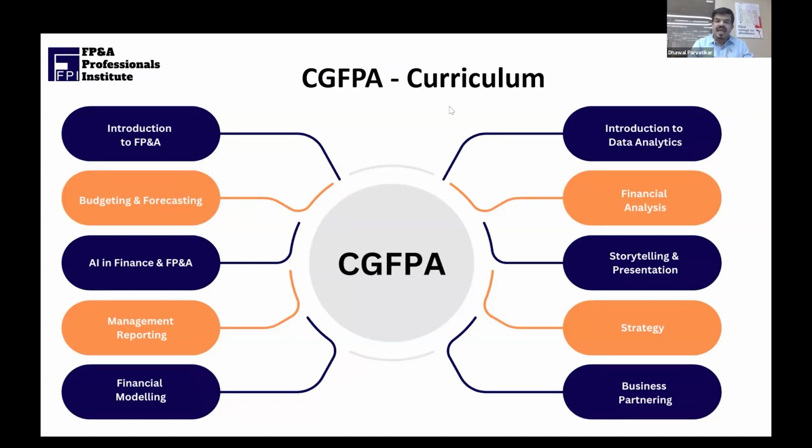So all in all, 10 solid modules, everything that you need for an FP&A role is covered in the CGFPA program. Don't think about this just as a course or a certification. It's a fast track, 2 decades of experience compressed into a 6-month program. So that's what the CGFPA program will be like.